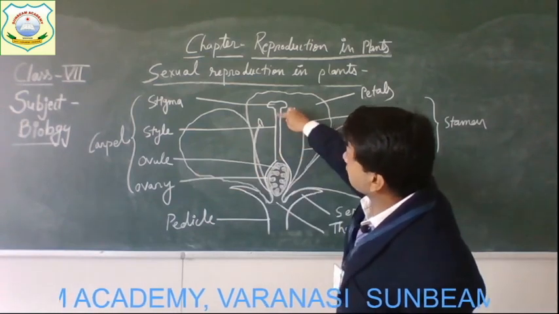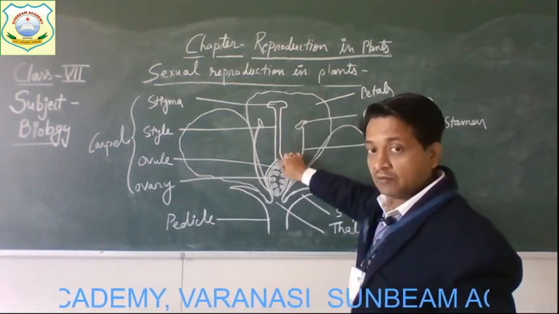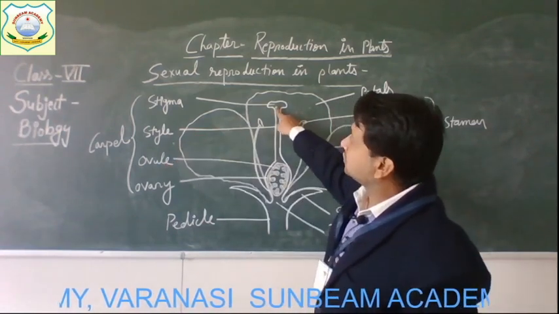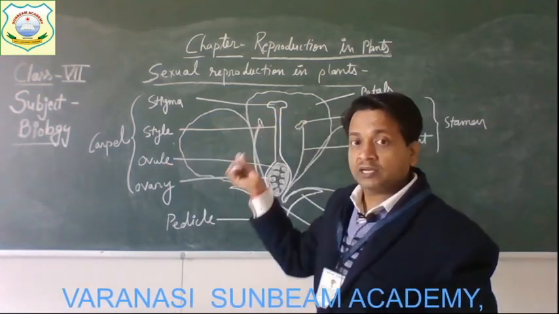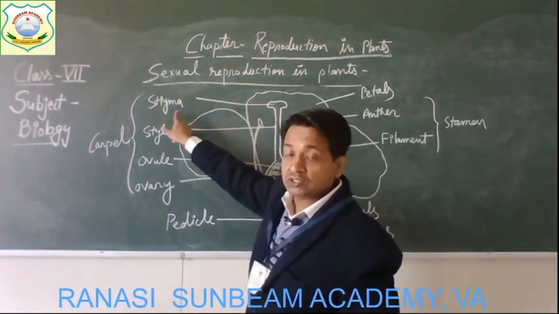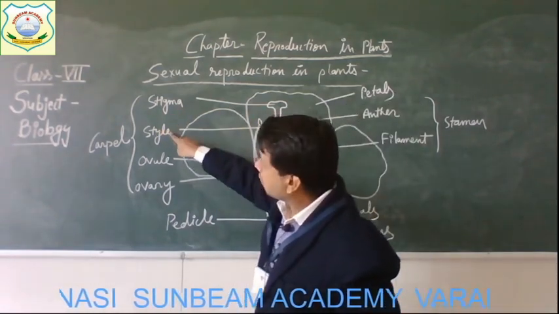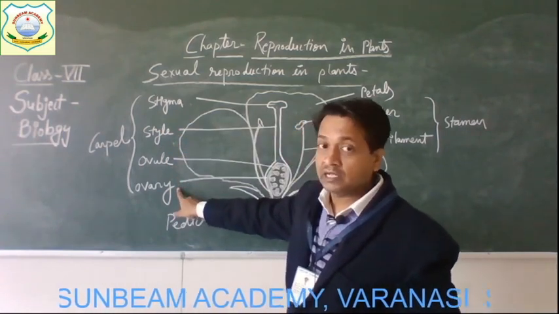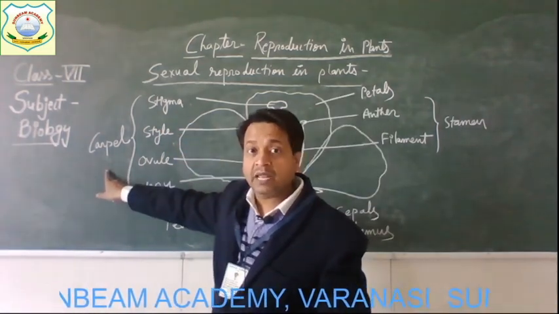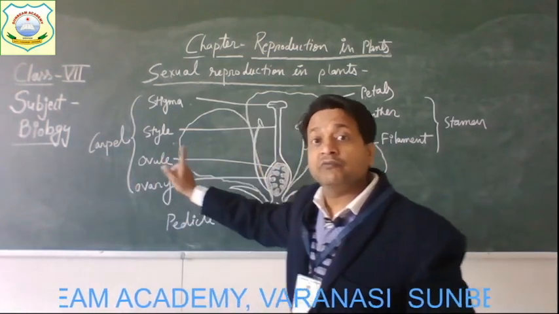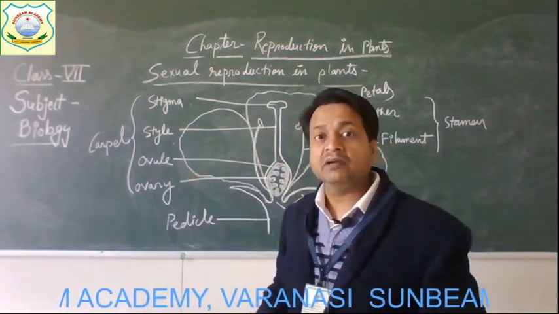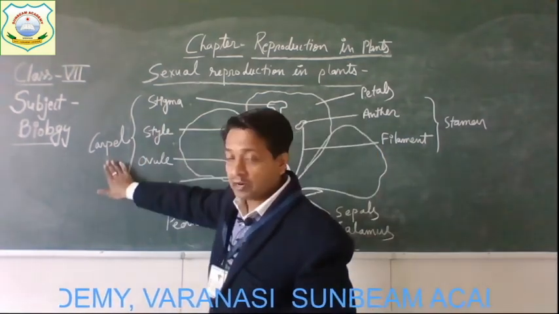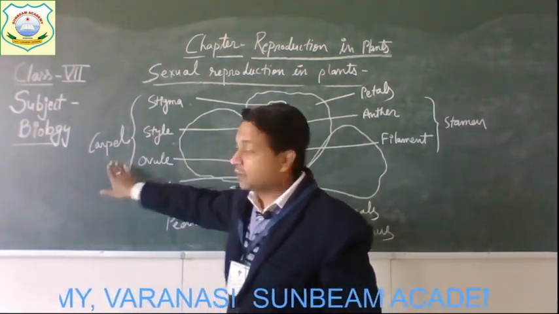This thread-like structure, which is present on the ovary, is the style. And at the top of the style, there is a broad structure which is known as the stigma. Stigma, style, ovule and ovary together are known as the carpel, the female reproductive part of a flower. Okay, children? So this one is the carpel or female reproductive part.